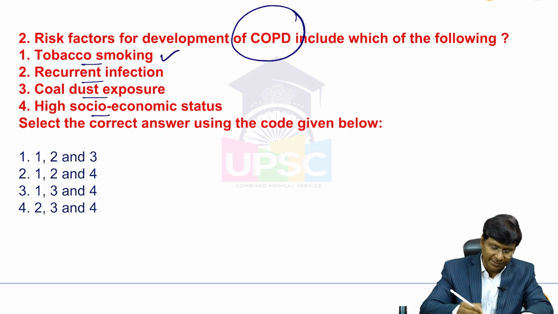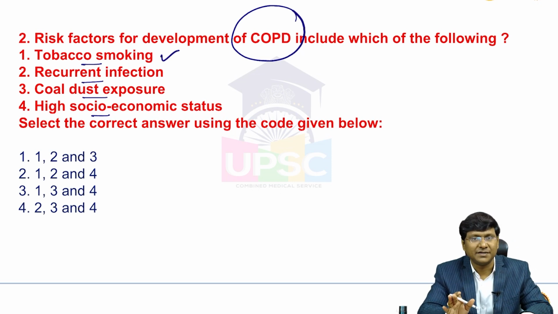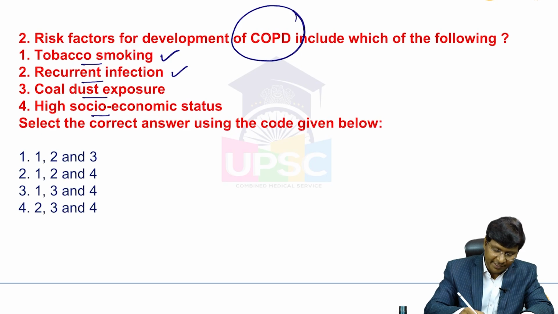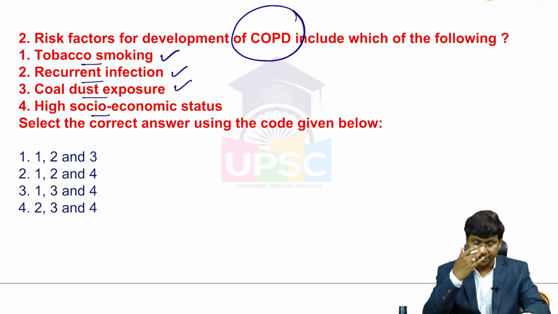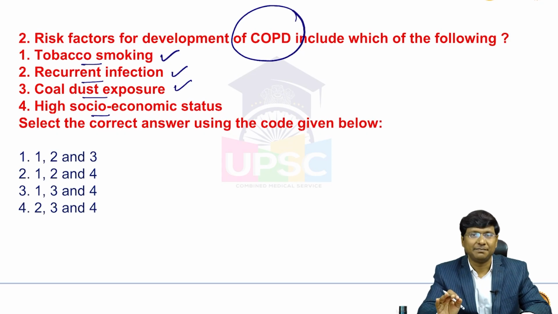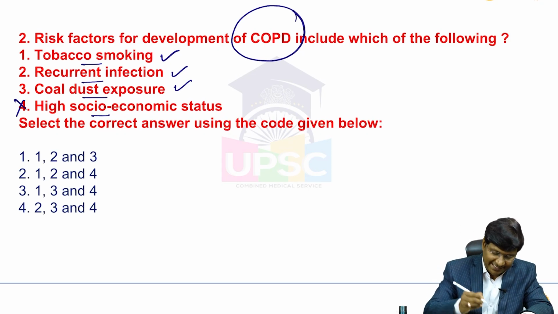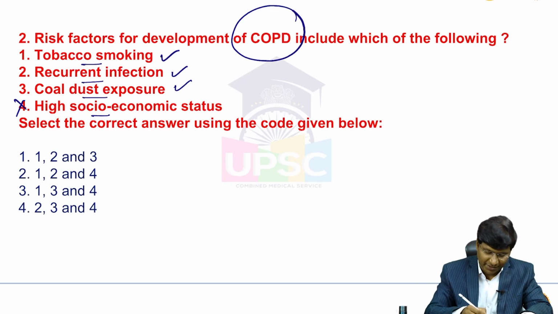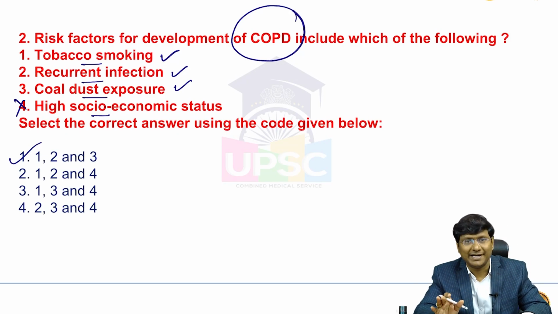So tobacco smoking, that is one of the most common risk factor for the development of COPD. Recurrent infection is also the risk factor, and even the coal dust exposure is also one of the risk factor for the development of COPD, but not the high socio-economic status. So the correct answer here is 1, 2, and as well as 3.